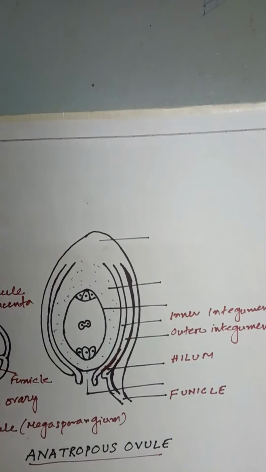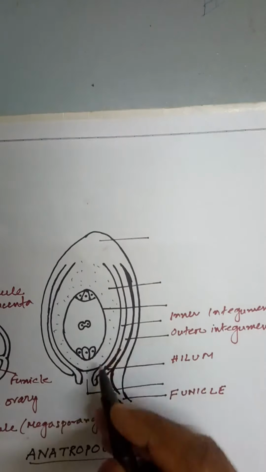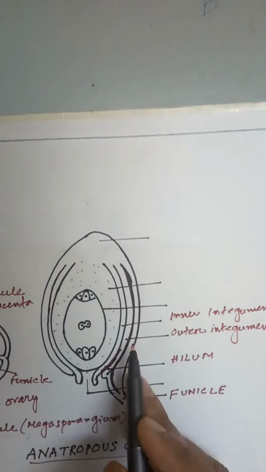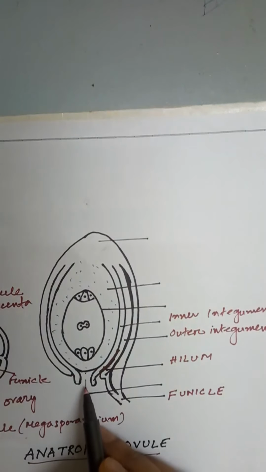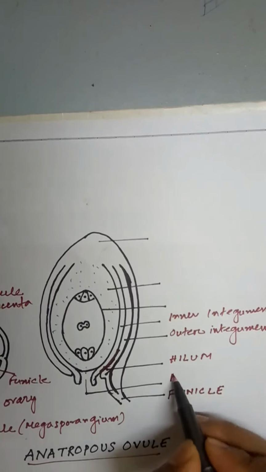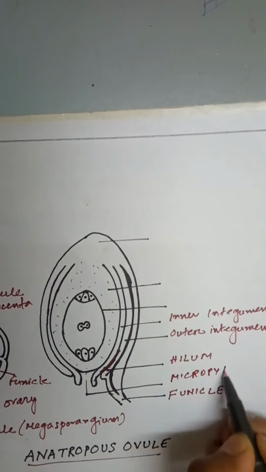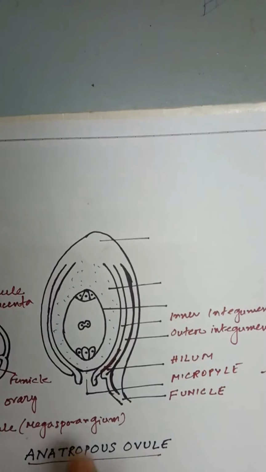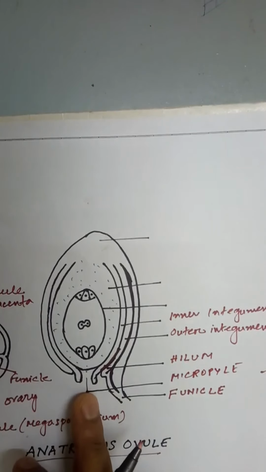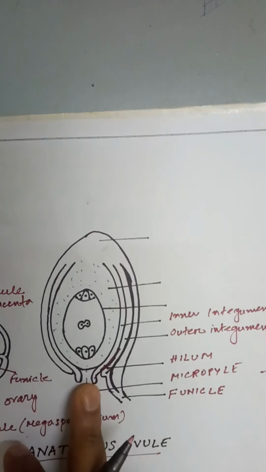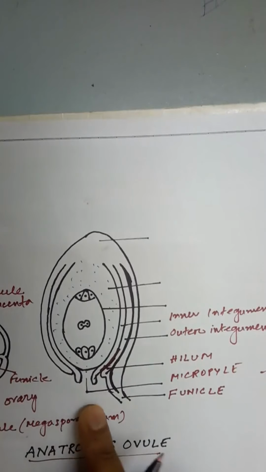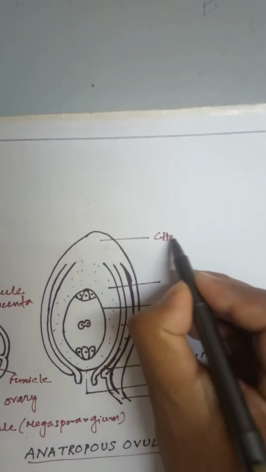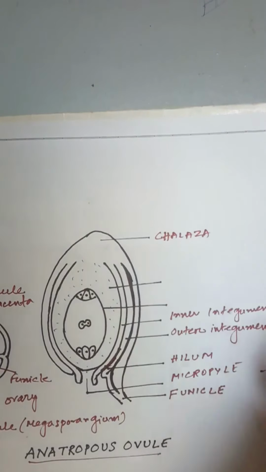You see another structure, students. The integuments enclose the ovule completely, except at this region. So this opening is called the micropyle, a very important term. The micropyle is the opening through which the pollen tube enters the ovule. This region is also called the micropylar end. Opposite to the micropyle, this region is called the chalaza, also called the chalazal end.